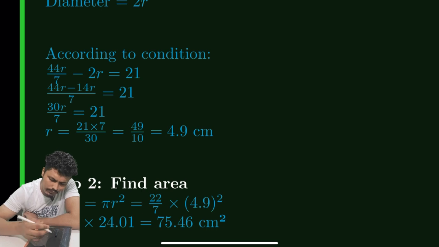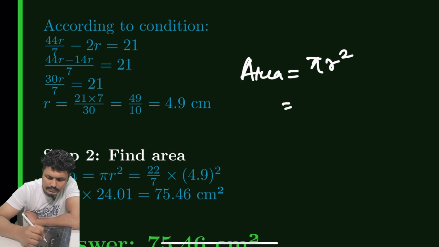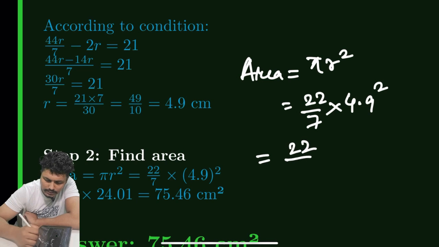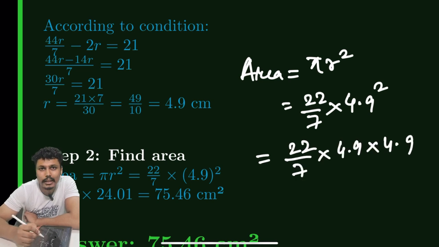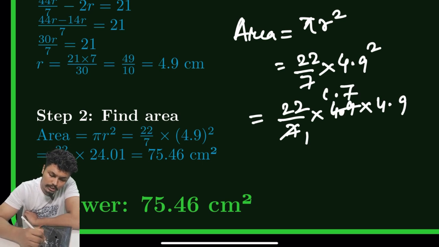We know the radius. Now find out the area. What is area? Area is pi r square. Pi is 22 by 7, r is 4.9 square. 22 by 7 into 4.9 into 4.9. If you are smart enough, you can cancel and calculate, or you can multiply. 7 ones are 7, 7 sevens are 49. But there is one decimal point here, so you put the decimal point here.